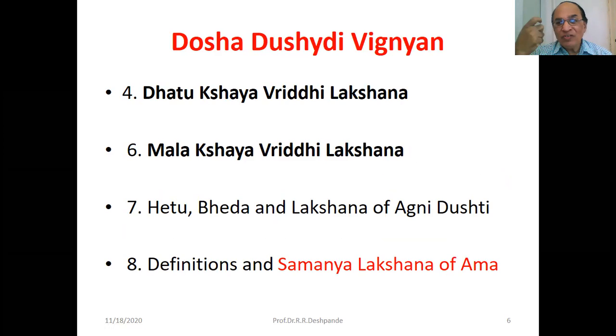Malakshaya, Malavriddhi Lakshana. If you can try to remember the shlokas of these particular concepts, then it is very easy for you to write down the paper. Elaboration is very easy, but remembering in small sentences is very essential. I have already uploaded the important shlokas from first year to last year.